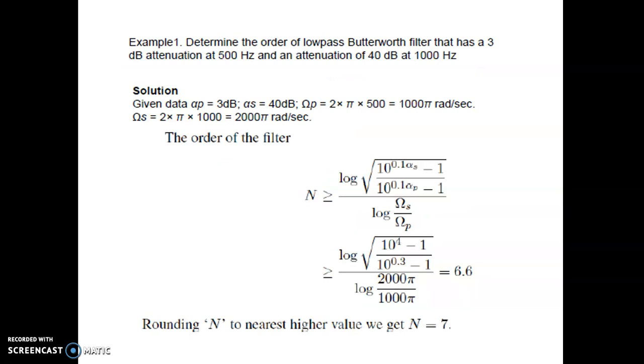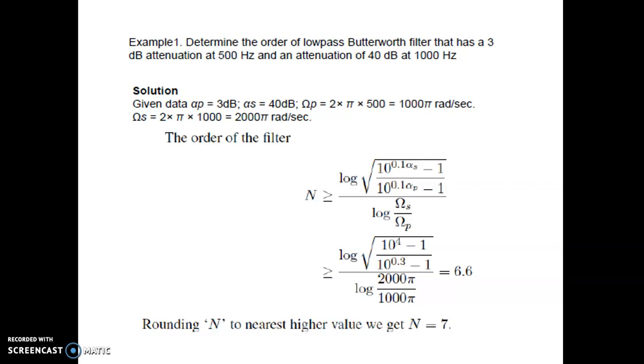Let us do an example here. Determine the order of a low-pass Butterworth filter that has a 3 dB attenuation at 500 Hz and an attenuation of 40 dB at 1000 Hz. From the data, you can find out that alpha p is equal to 3 dB and alpha s is equal to 40 dB. Omega p is equal to 2 into pi into 500, which is 1000 pi radians per second. Omega s is equal to 2 into pi into 1000, which is equal to 2000 pi radians per second.